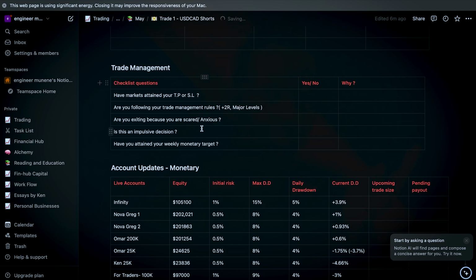But I also track my emotional patterns again. I want to see, am I exiting because I'm scared or anxious? And then am I making an impulsive decision? Probably I had 3 trades, 2 have not worked. Am I bringing that baggage and damage to these new positions that I have? So I'll also track that.